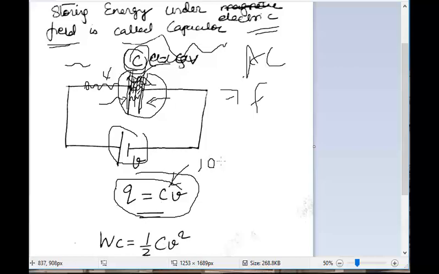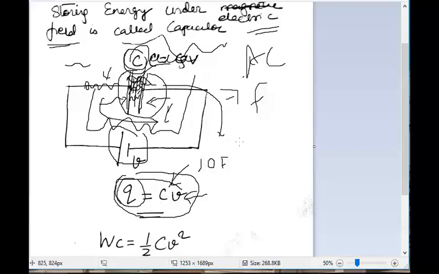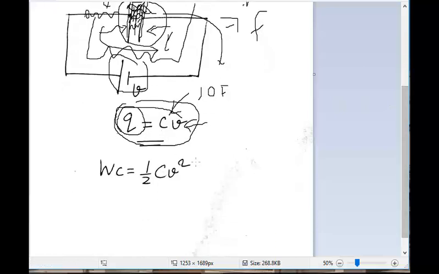Suppose you have a capacitance of 10 Farad or something like that, and you are supplying a voltage, then a charge will be stored in that capacitor. Even after you remove this voltage, this charge will remain available in the capacitor, and it will be able to supply energy to the circuit, or to some other circuit, when a complete circuit is formed. Suppose you remove this voltage and connect a resistance after some time, then the energy stored in the capacitor will flow as current in this resistor. That kind of scenario is possible, and the energy stored in any capacitor is given by Wc equal to half C V square.